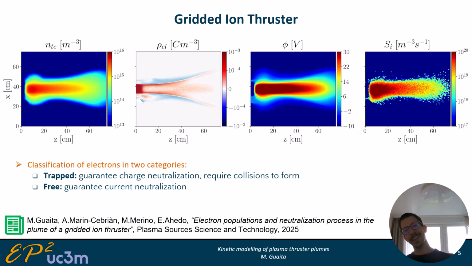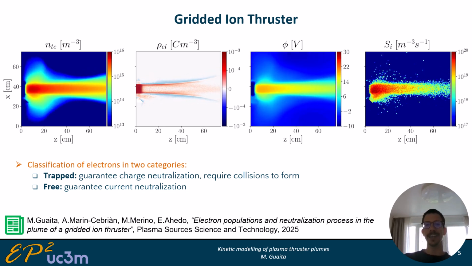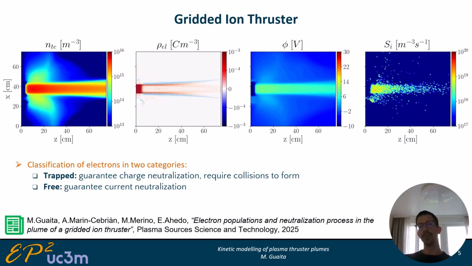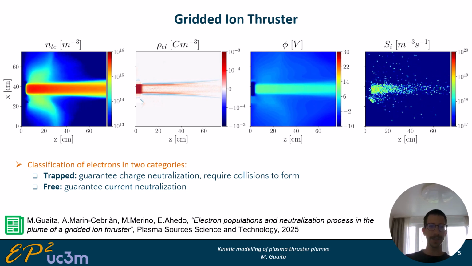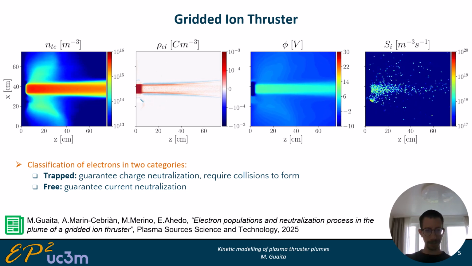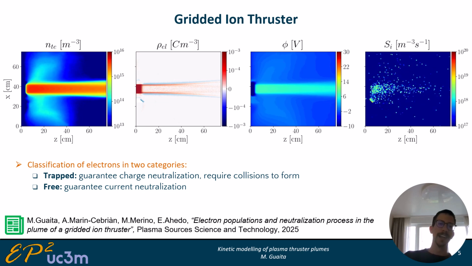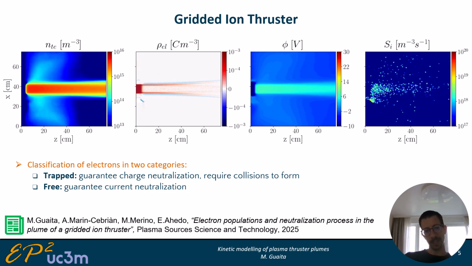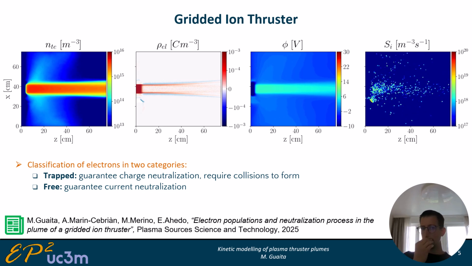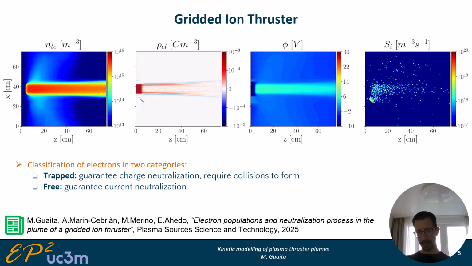The second paper was about the plume of a gridded ion thruster, which is a more, let's say, mature technology. Here you have a fancy video of the transient of the simulation. It's not too important what the video represents, it's just for aesthetic purposes. One of the main takeaways of this work, amongst other things, was the possibility of classifying the electrons inside of a gridded ion thruster plume into 2 categories.